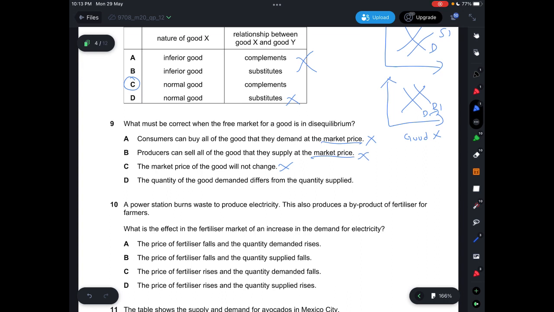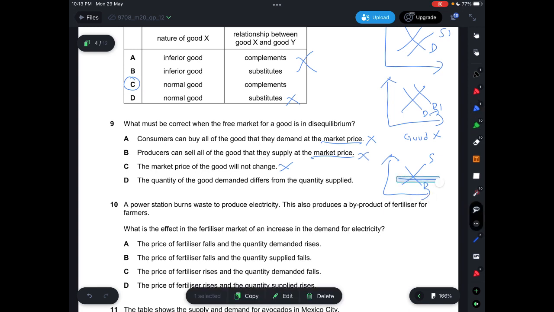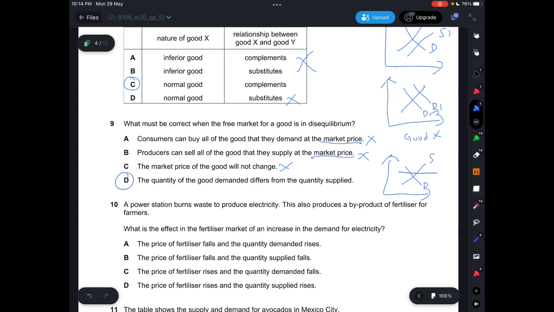And D, the quantity of the good demanded differs from the quantity supplied, which is correct because, let's say there's a maximum price, this means that you have an increase in quantity demanded but a decrease in quantity supplied. So this is when there's an effective maximum price. Or let's say that there is a minimum price, then your supply will be more than your demand. So yes, the quantity of good demanded differs from the quantity supplied. So the answer is D.